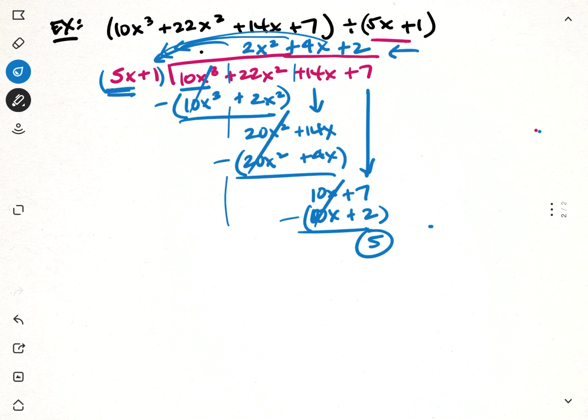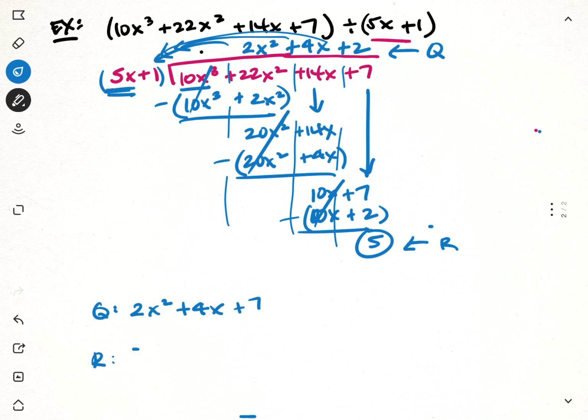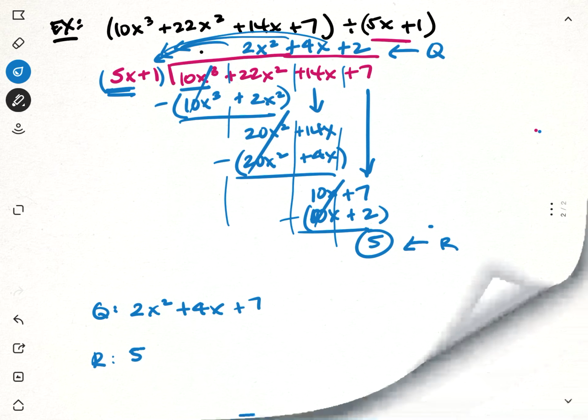All right, so the top is filled out, right? Each column is filled out all the way to the end. And then our leftover is 5, so this would be the quotient and this would be the remainder. The quotient is 2x squared plus 4x plus 2. The remainder is 5. Okay, so that is it.